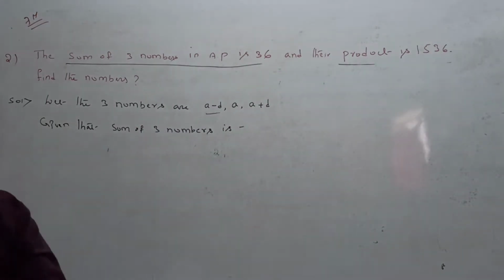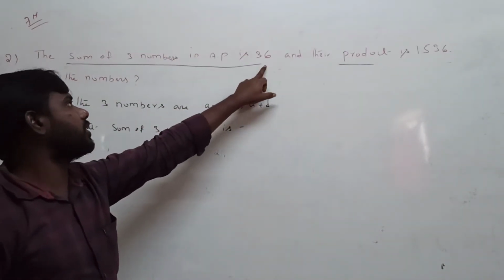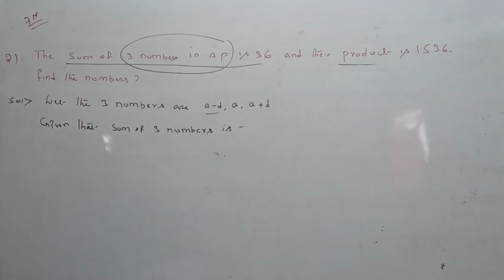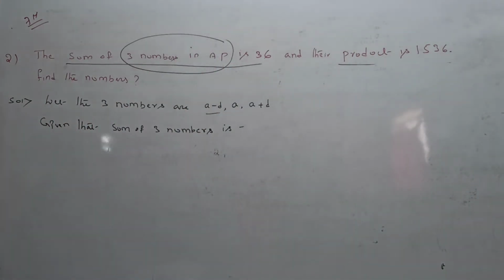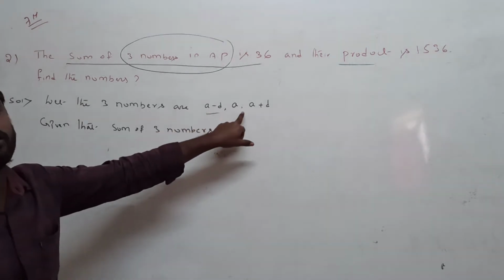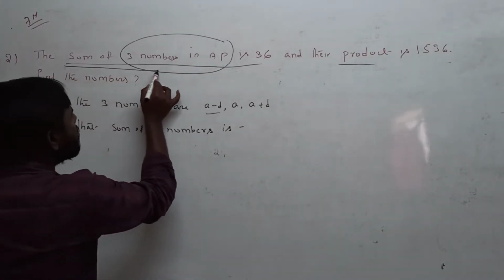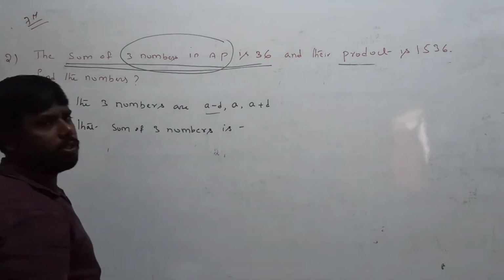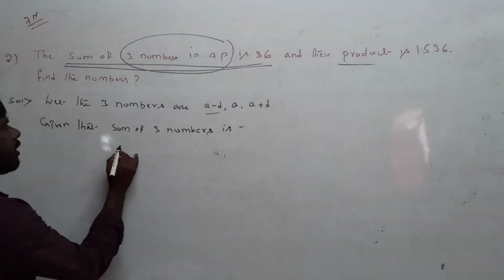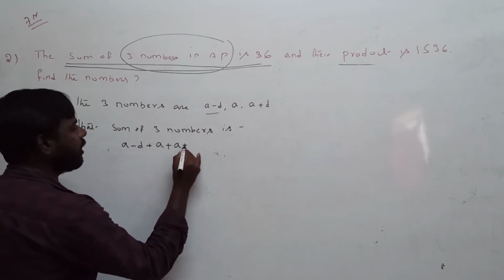Given the sum of 3 numbers in arithmetic progression is 36. What is the condition for 3 numbers in arithmetic progression? We are assuming the 3 numbers are A minus D, A, A plus D. According to the question, the sum of the 3 numbers is 36. The first number is A minus D, the second is A, the third is A plus D.